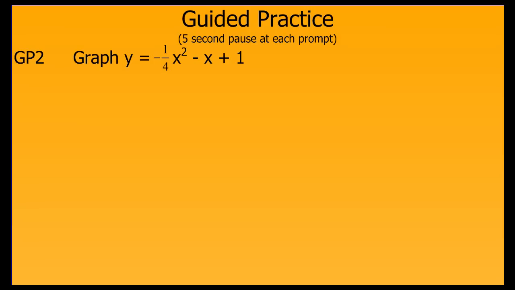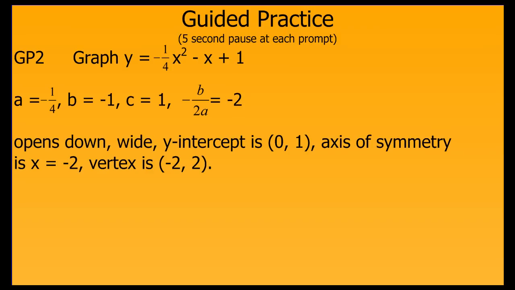Let's try another one. What do we do first? We identify a, b, and c and calculate the opposite of b over 2a. Now what? Now we know that our parabola will open down, be wide, have a y-intercept at (0, 1), an axis of symmetry at x equals -2, and a vertex at (-2, 2). What's our next step?